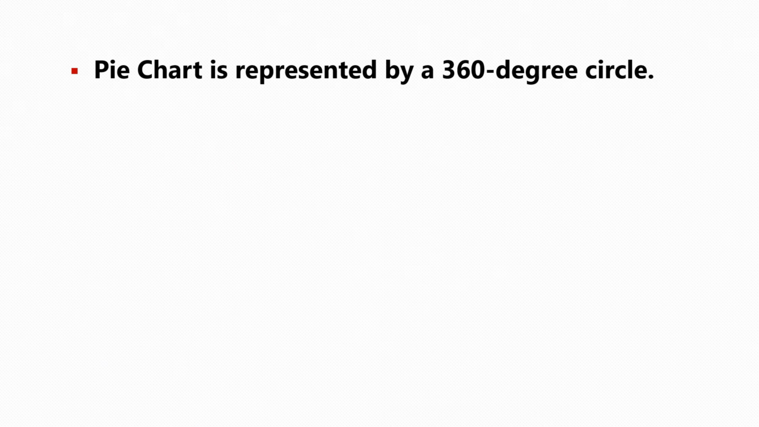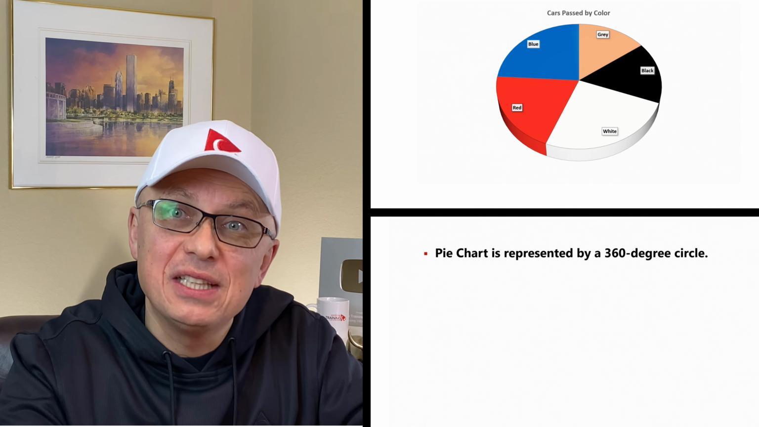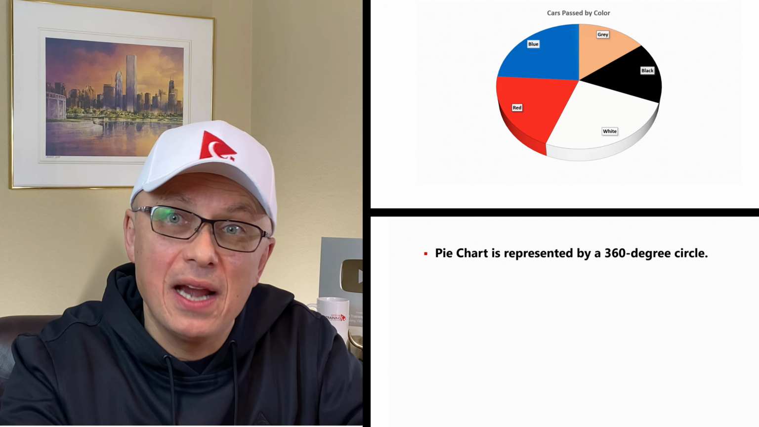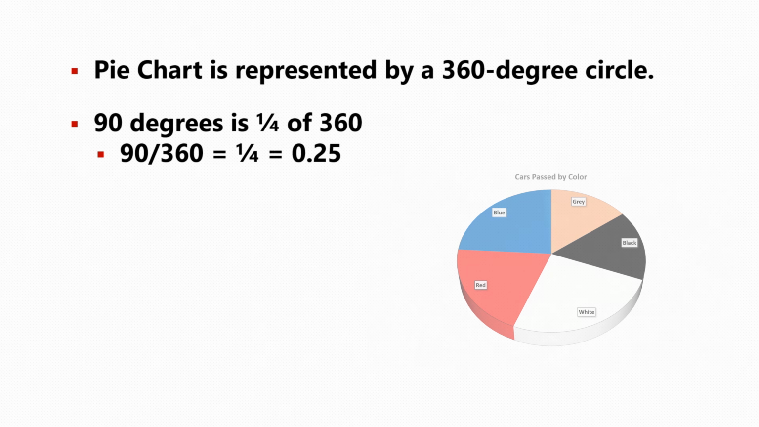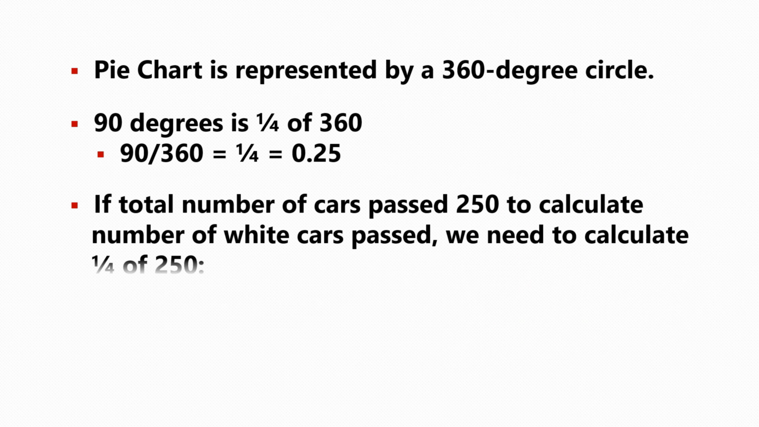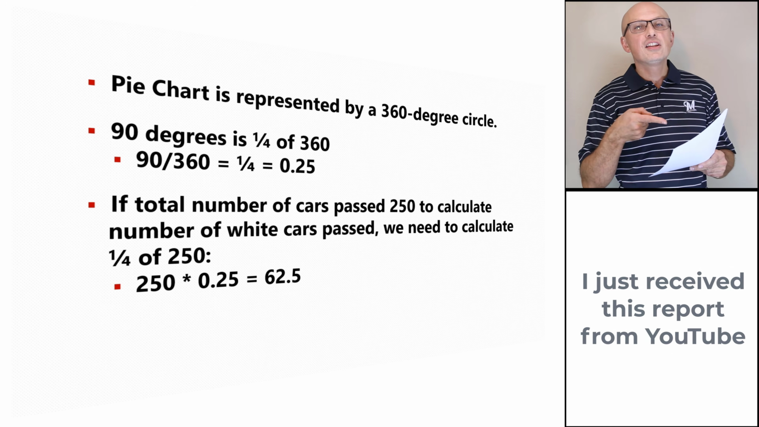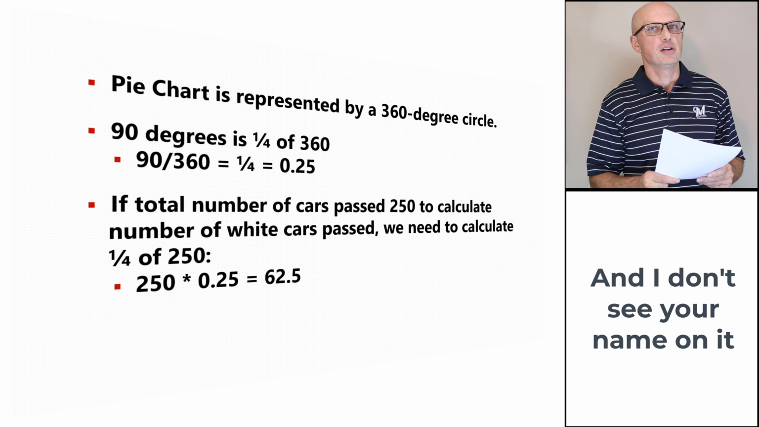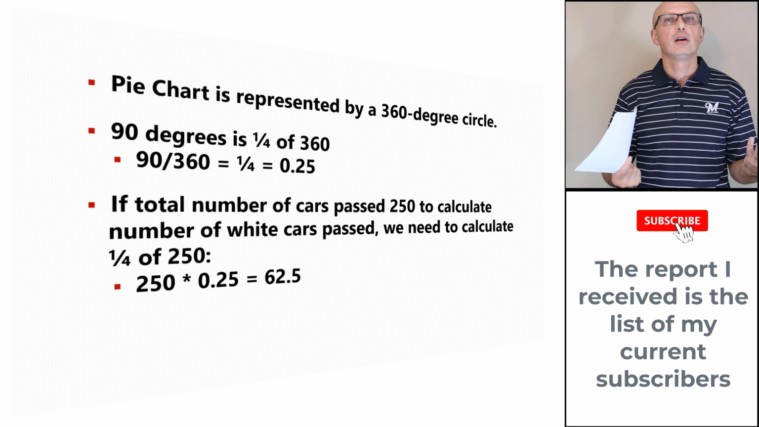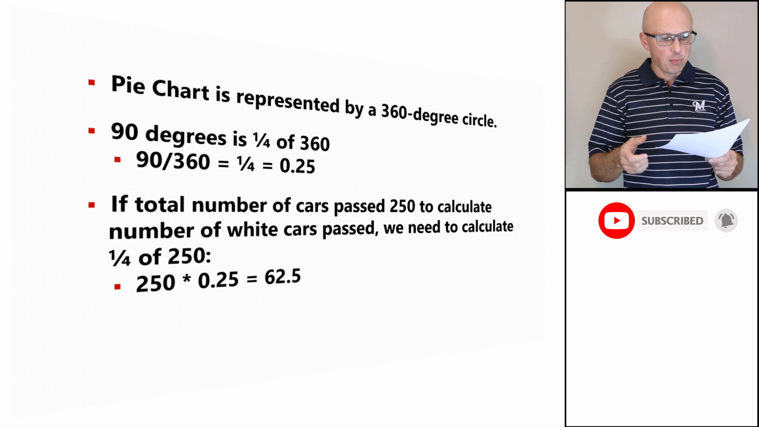A pie chart is represented by a 360-degree circle. We know that the 90-degree angle represents the number of white cars that passed the traffic light, and 90 degrees is a quarter of 360. To do the calculations, you need to divide 90 by 360, which is a quarter or 0.25. We need to build the proportion to calculate the final value. If the total number of cars that passed the traffic light is 250 and it's represented by a 360-degree circle, to calculate the number of white cars that passed, we need to multiply 250 by 0.25. So the end result is 62.5.